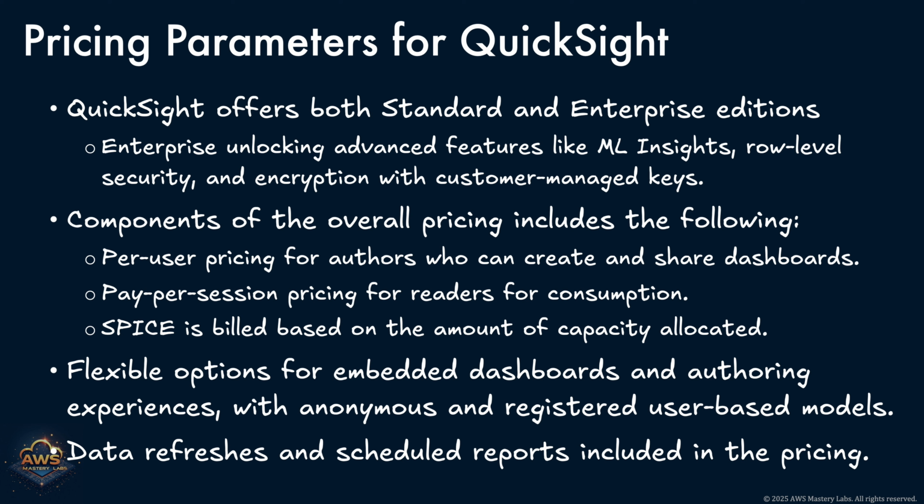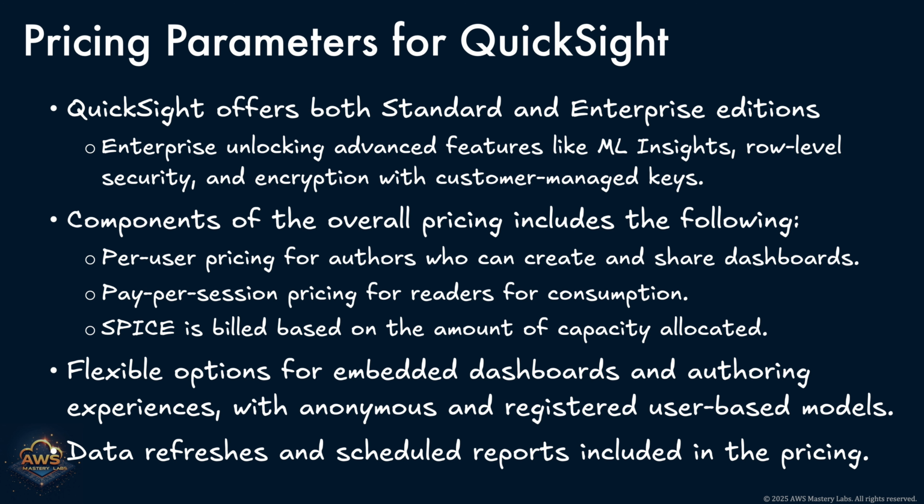QuickSight offers a flexible and cost-effective pricing model that adapts to your organization's size, usage patterns, and analytics maturity. At the foundation, QuickSight is available in two editions, Standard and Enterprise. The Standard edition is ideal for basic use cases, while the Enterprise edition unlocks advanced capabilities like machine learning insights, row-level security, custom encryption keys, and enterprise-grade governance controls.